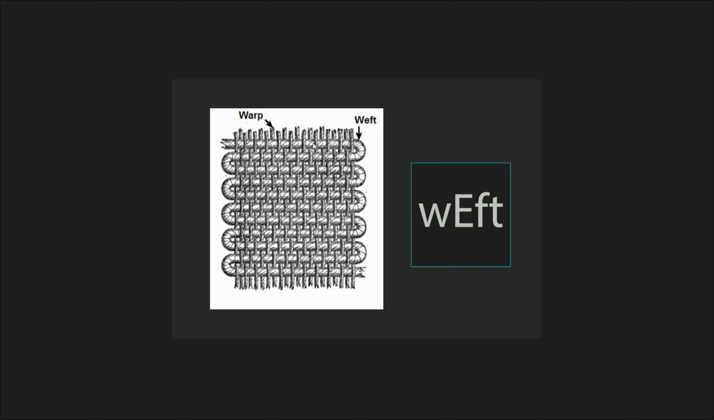Every time I was trying to change the settings, I would go to this word and remember the letter E, and this way I knew that the weft was the horizontal lines and the warp was the vertical ones.